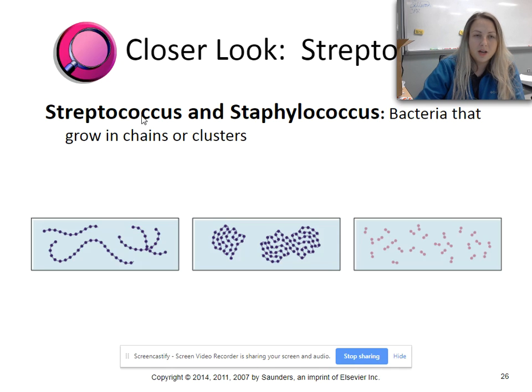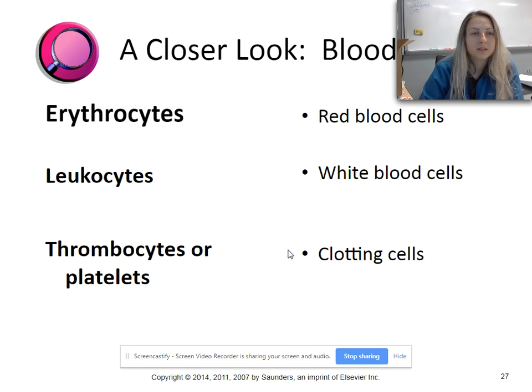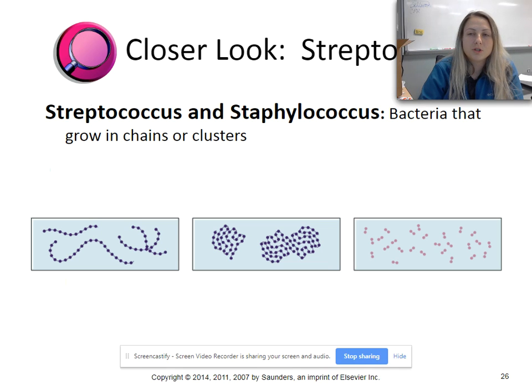Okay. So coccus literally means that it's in a circle, right? Each of these are little circles. Okay. So strep is where it goes in a long chain. Staph is where it's in clusters, where it's all packed together. Okay. All right. So those are just two very common forms of bacteria to find.